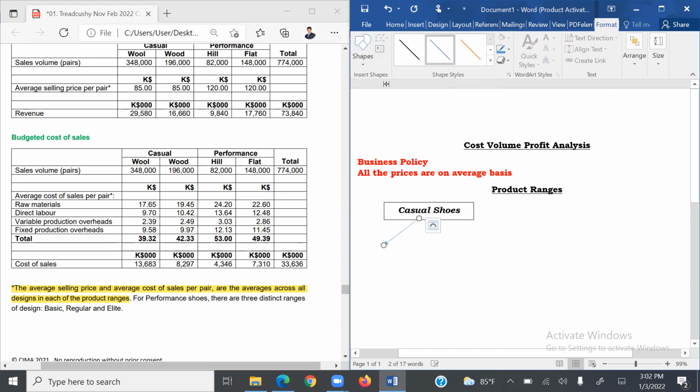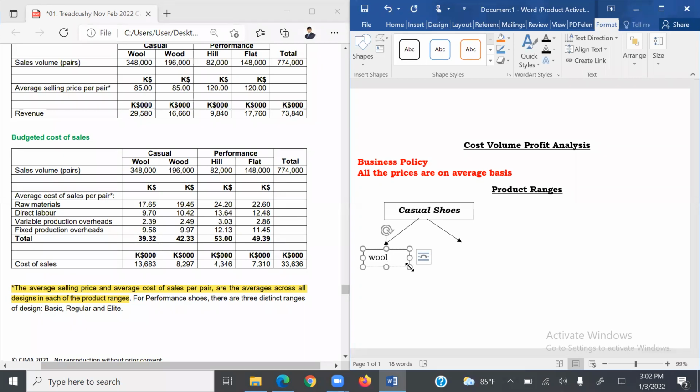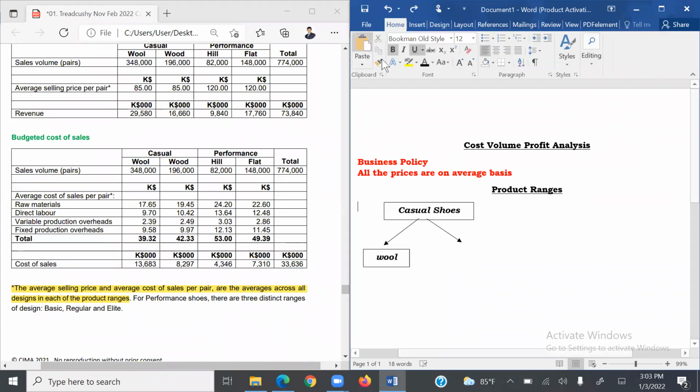What are the subdivisions of casual shoes? One subdivision, and there is another subdivision as well. So I will do like this. Casual shoes, there are two subdivisions. So one subdivision of casual shoe is made out of wool. I can specifically say it is made out of what, students? It's made out of wool. I will write down here, made out of wool. And the other subdivision is, students, made out of wood.